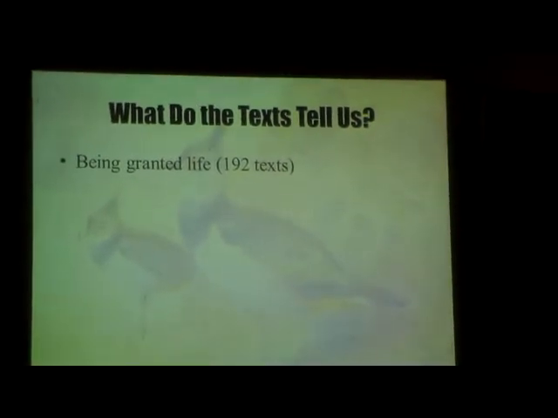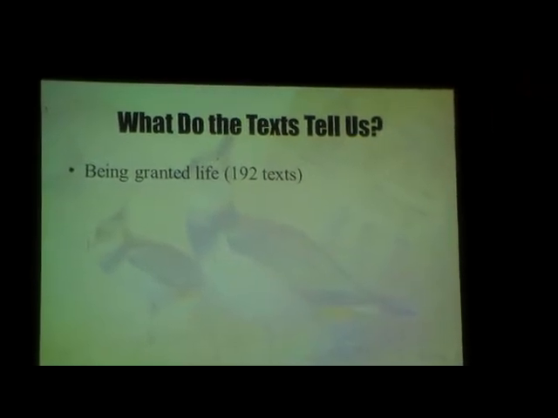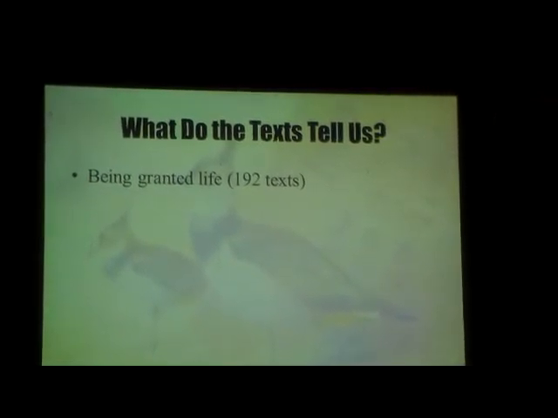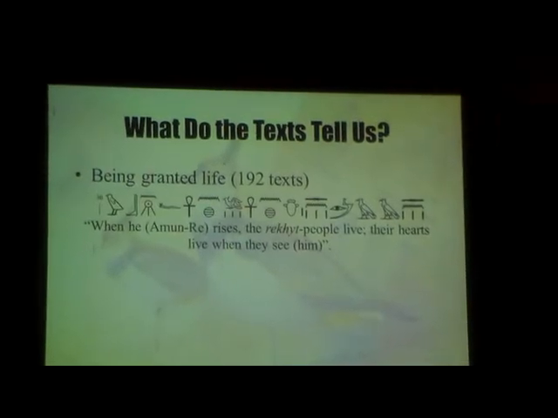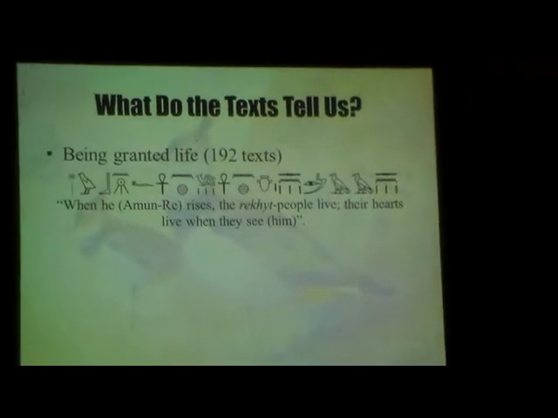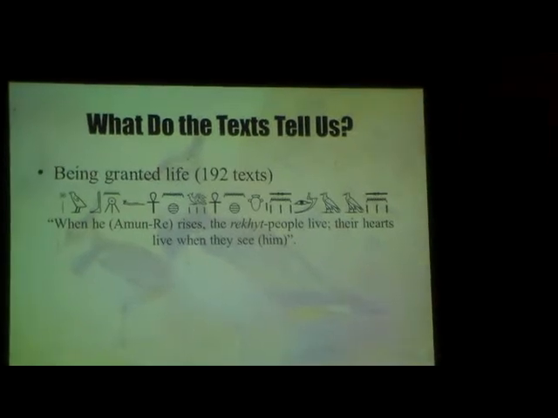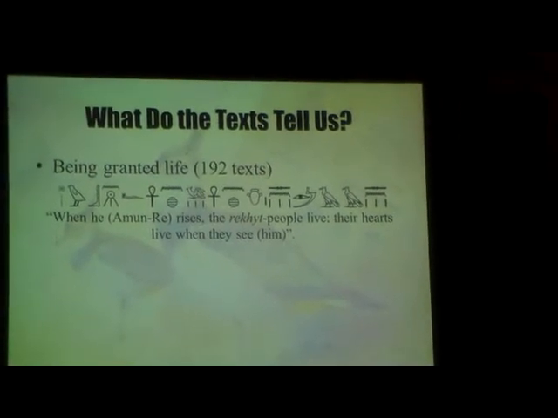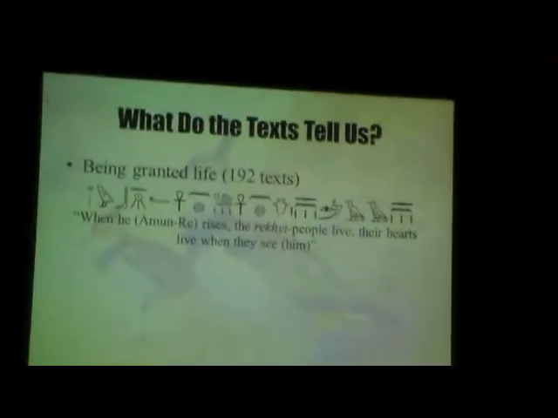You have 192 inscriptions in which they're granted life from the pharaoh or the gods. That's a significant number. Again, you would not expect this for foreigners. So, for example, when he, i.e. Amun-Re, rises, the rekhyt people live. Their hearts live when they see him. So here you have the god rising in the horizon, and because of that, the rekhyt people are allowed to live.